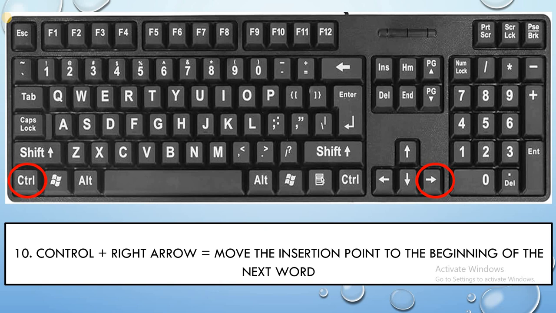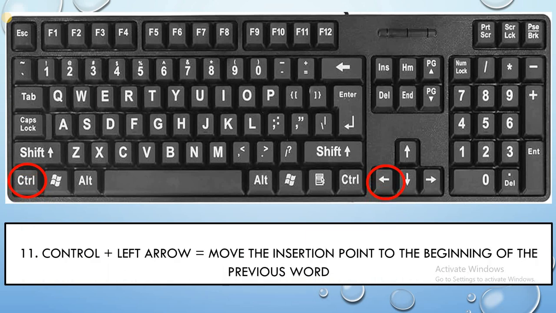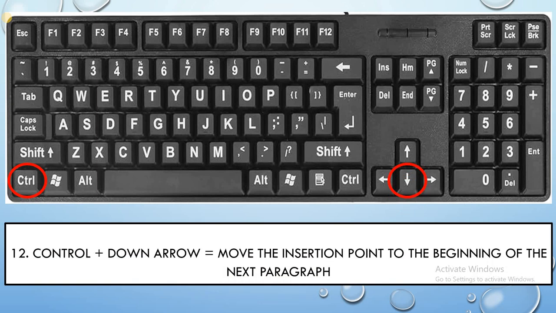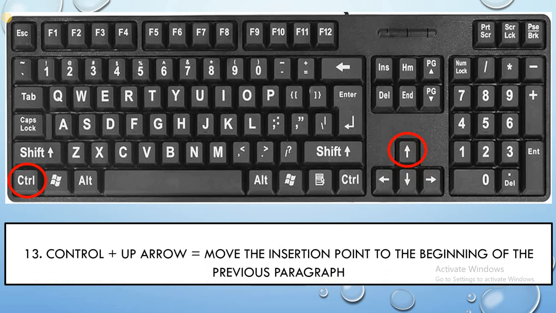10. Control plus right arrow, move the insert point to the beginning of the next word. 11. Control plus left arrow, move the insert point to the beginning of the previous word. 12. Control plus down arrow, move the insert point to the beginning of the next paragraph. 13. Control plus up arrow, move the insert point to the beginning of the previous paragraph.